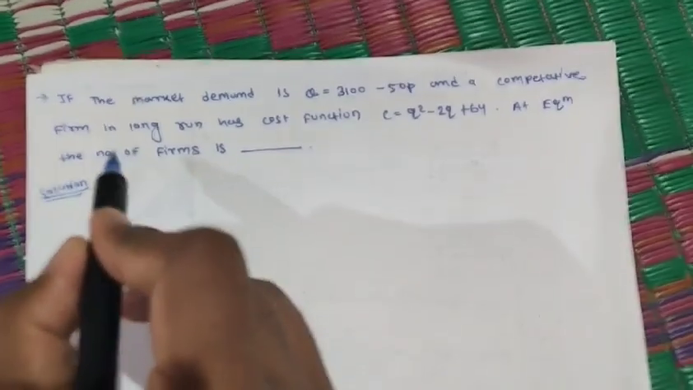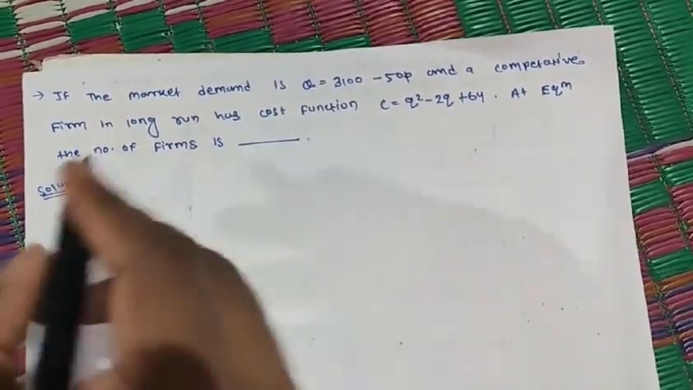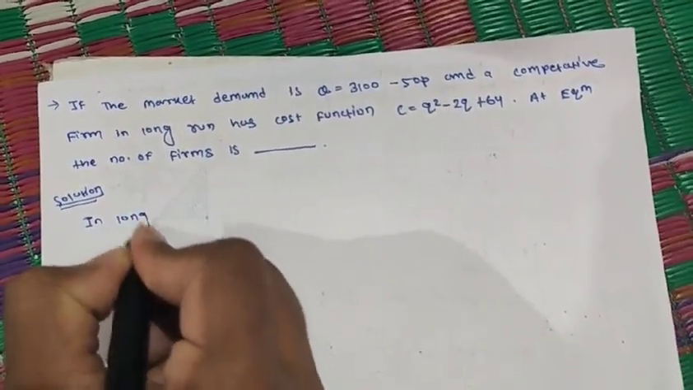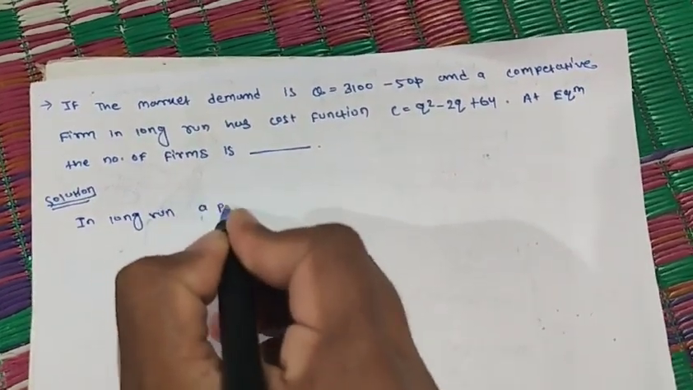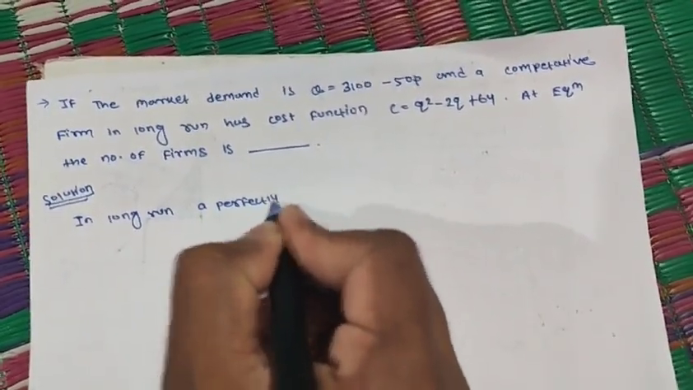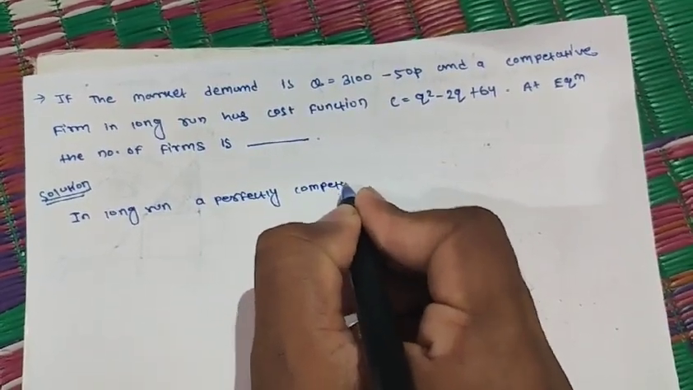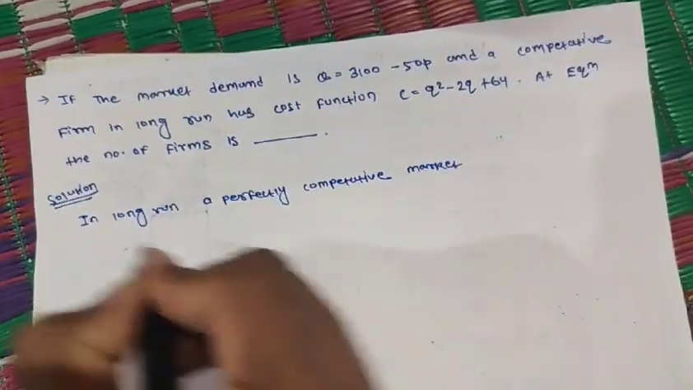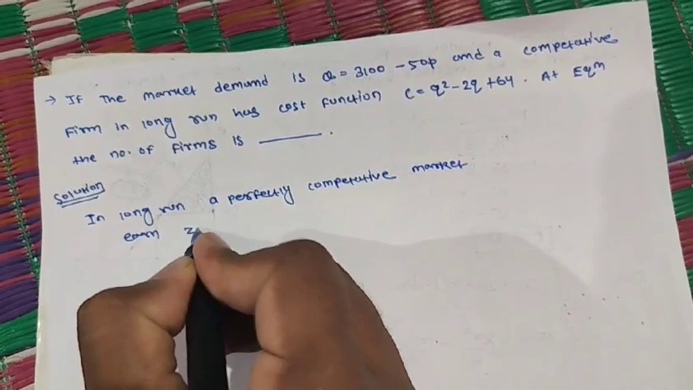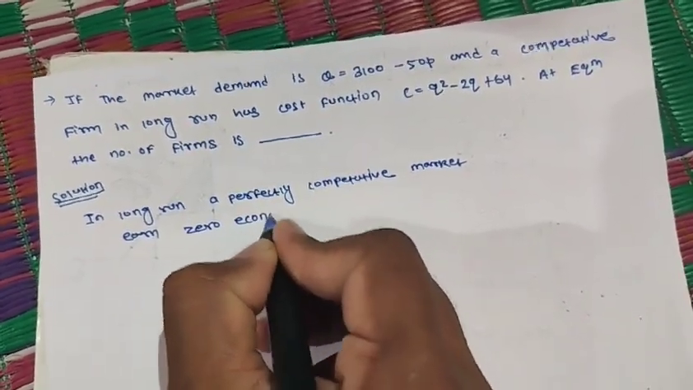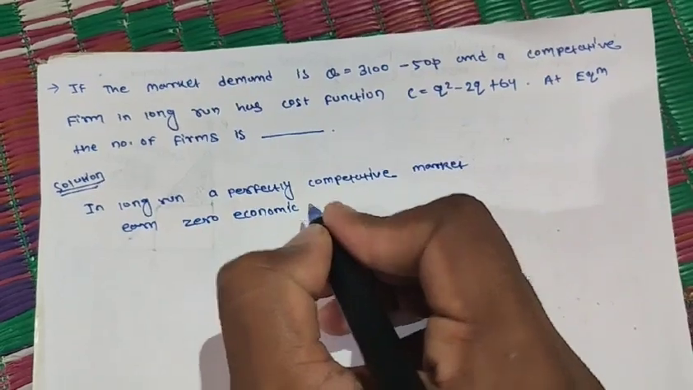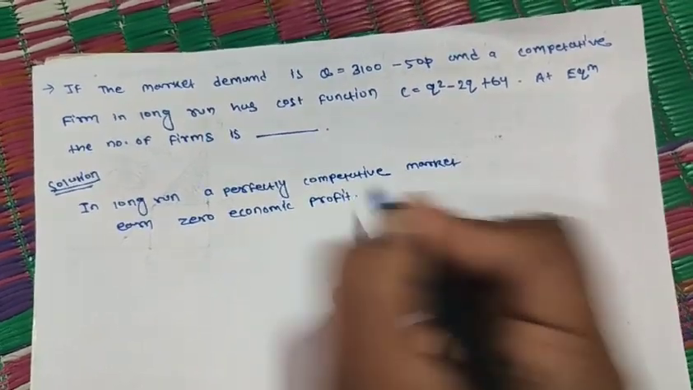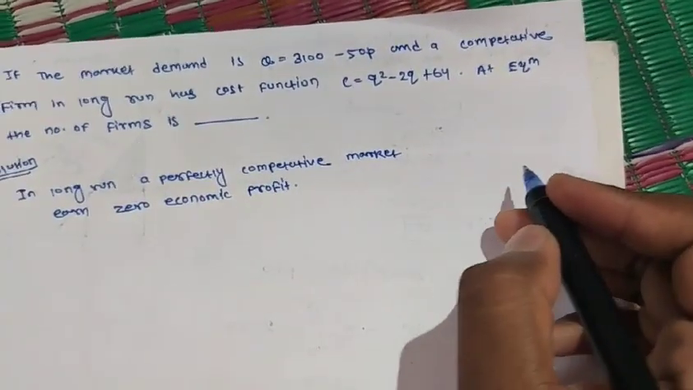So the question is talking about the long run. In a perfectly competitive market, we know that in the long run, a perfectly competitive market earns zero economic profit. As we know, it is a perfectly competitive market, it earns zero economic profit. So before solving this, we have to draw a diagram.